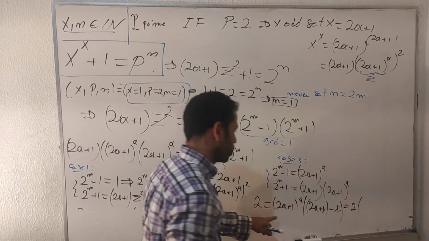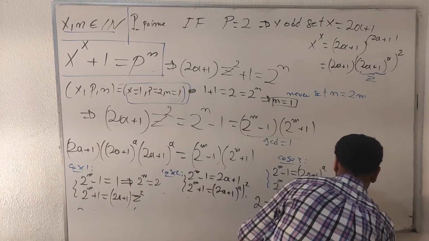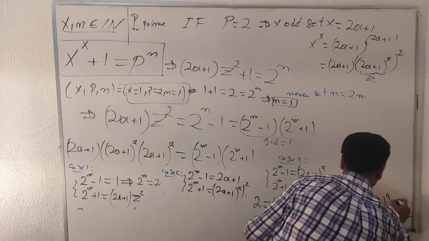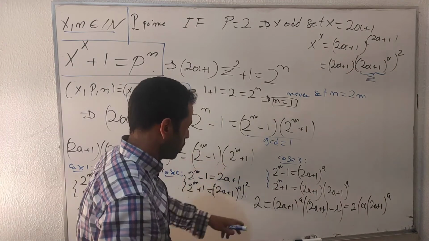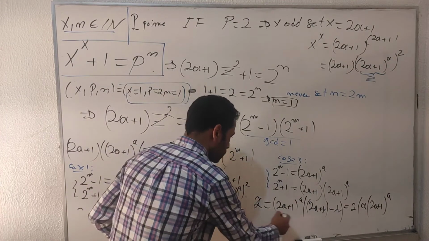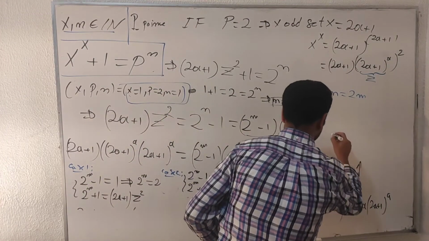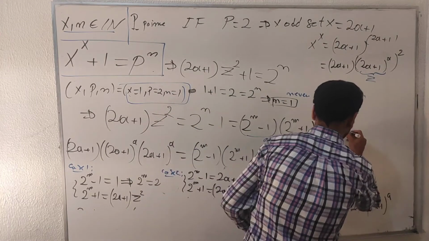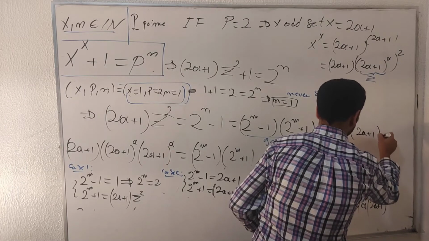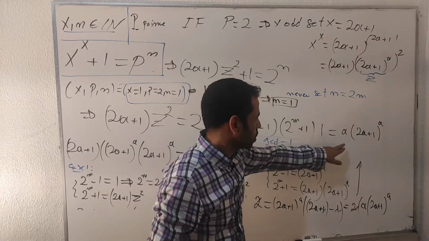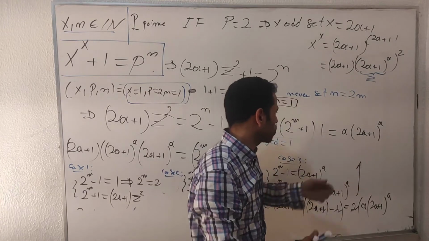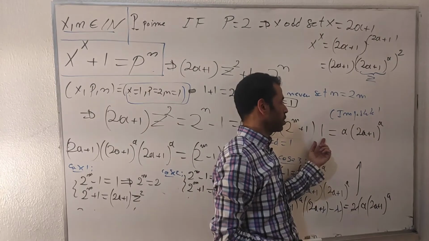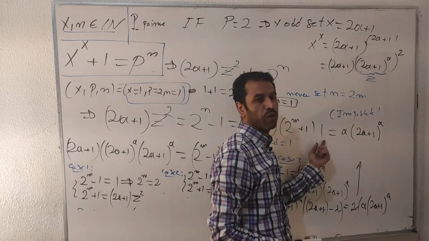So I get here 2. I'm going to take 2 as a common factor. I get a multiplied by 2a plus 1 to the a. Okay, I'm going to divide both sides by 2. This gives us 1 equals a multiplied by 2a plus 1 to the a. This is impossible. This one is bigger than 1, because which value can you give a to get 1? There is no product that can give you 1 for this one.